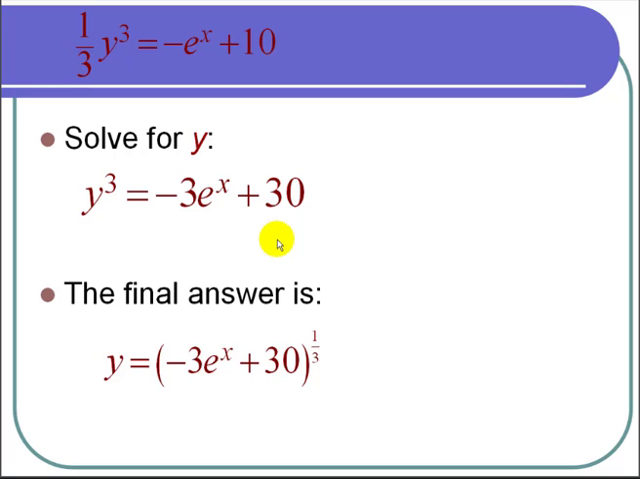Finally, I take a cube root of both sides, or a 1/3 power, to get rid of the cubed. And the final answer is y is equal to negative 3 e to the x plus 30, all to the 1/3 power, or the cube root. And the differential equation is solved.